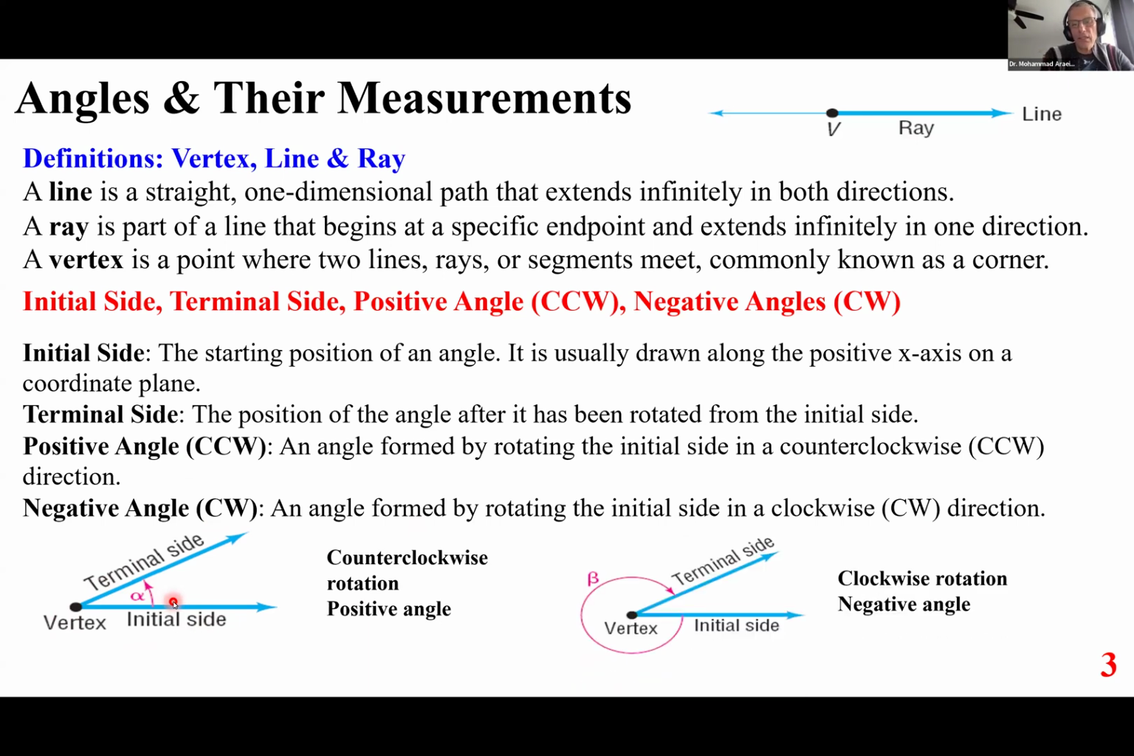On the other hand, this one, initial side, this one is the terminal side going this way. This was angle alpha, this is angle beta, here's the vertex. Clockwise rotation or negative angle. By the way, if the initial side and the terminal side are the same, ultimately the two angles are called coterminal.